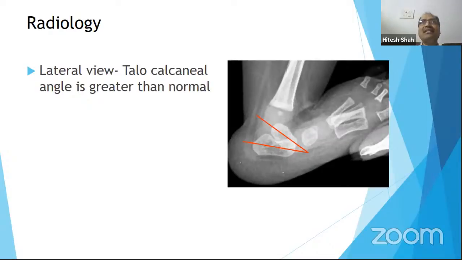But if somebody is asking only one X-ray, you will say the lateral plantar flexion X-ray for the diagnosis of vertical talus. These X-rays are required to understand the severity of the vertical talus, how much the deformity is, and you want to compare before treatment and after treatment.